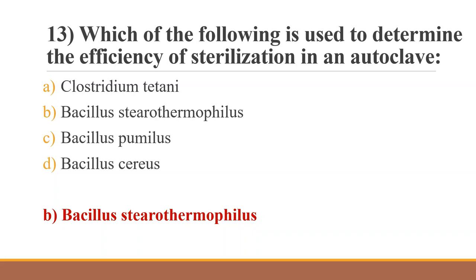Let's go through other options. Clostridium tetani: mainly spores of non-toxigenic strains of Clostridium tetani are used for sterilization control in hot air oven. Then Bacillus subtilis subspecies niger, which is also used for sterilization control in hot air oven. Then Bacillus pumilus, which is used in sterilization control in ionizing radiation.